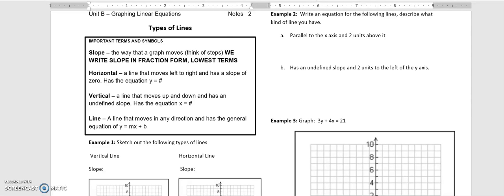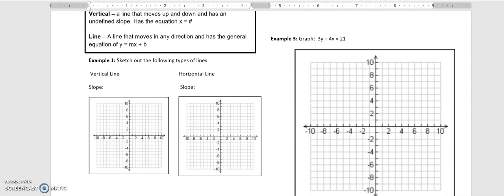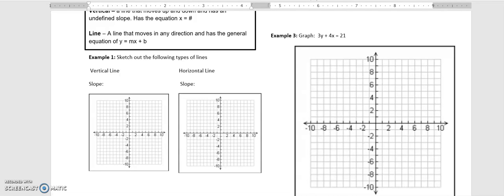So in example number 1, they're just asking us to sketch out the different kinds of lines. So the first one they ask us to sketch out is a vertical line. A vertical line is just a line that goes up and down. Okay? Vertical lines always have a slope that is undefined. That just means that they don't have a slope at all.